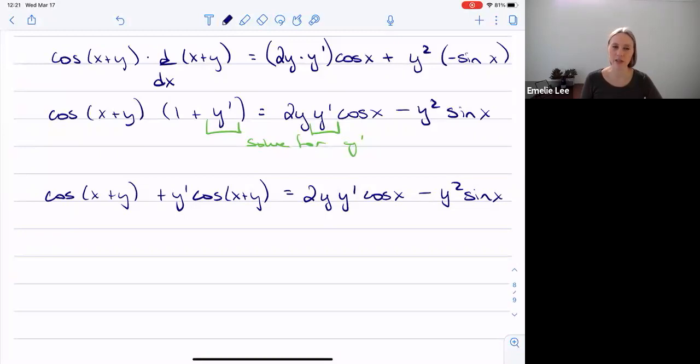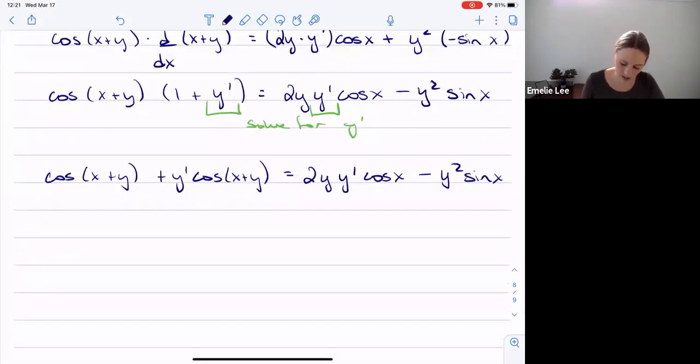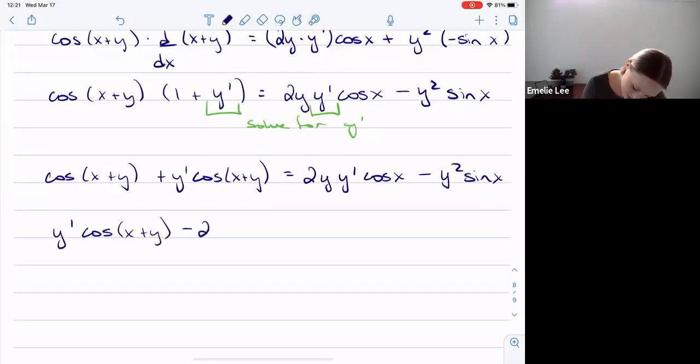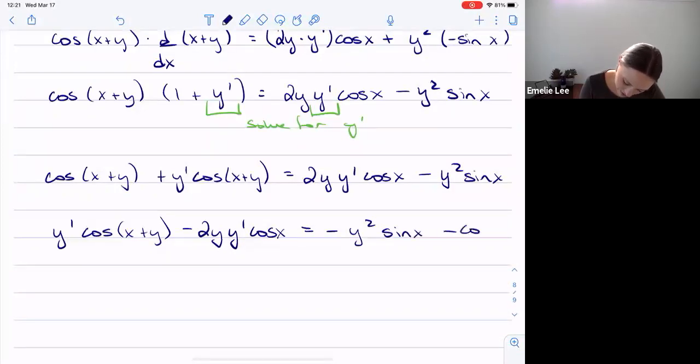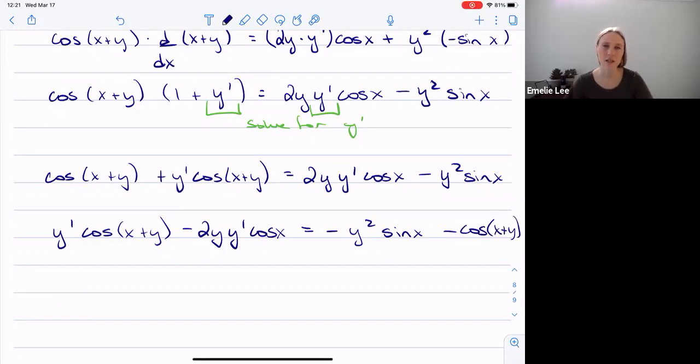So now I'm trying to collect all my y primes. So I bump the cos(x + y) to the right-hand side. I get y prime cos(x + y) minus 2y y prime cos x equals negative y squared sin x minus cos(x + y). Even though this looks really nasty, the math that we're doing here is not that extreme, right? It's kind of expanding, collecting like terms, but it can be really easy to muck it up along the way.